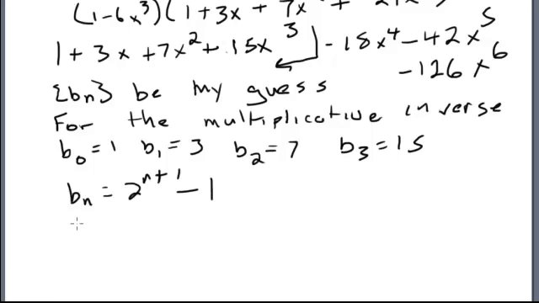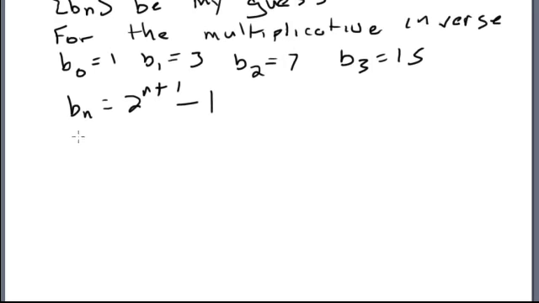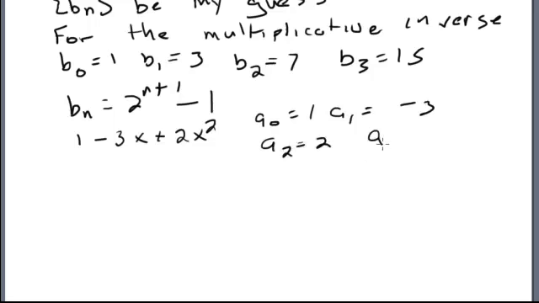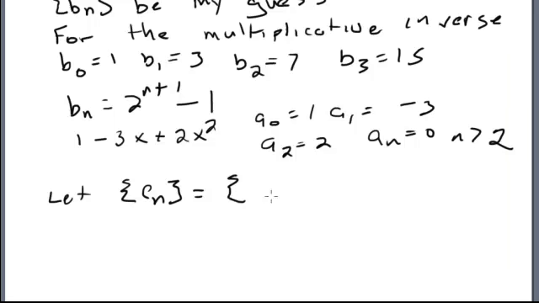So now all I've got to do is multiply and see if I get the multiplicative inverse. Let me write this as 1 minus 3x plus 2x squared, which is what we're trying to take the multiplicative inverse of. So a0 is equal to 1, a1 is equal to negative 3, a2 is equal to 2, and an is equal to 0 for n greater than 2. There are only 3 terms with this an, so I'm only dealing with 3 terms, so it's going to be easy. So we'll let Cn equal to an times Bn.